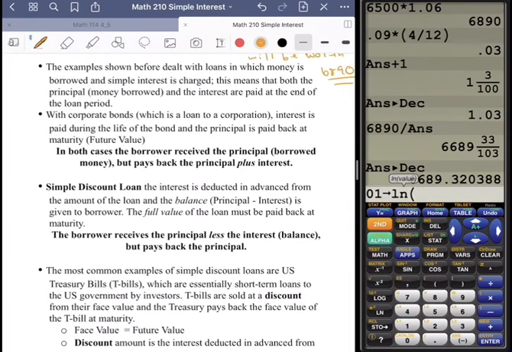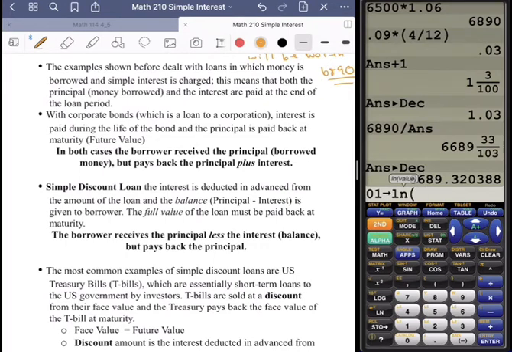So, the examples shown before dealt with loans in which money is borrowed and simple interest is charged. This means that both principal and the interest are paid at the end of the loan. With corporate bonds, which is a loan to a corporation, interest is paid during the life of the bond and the principal is paid back. In both cases, the borrower receives the principal, borrowed money, but pays back the principal plus interest.